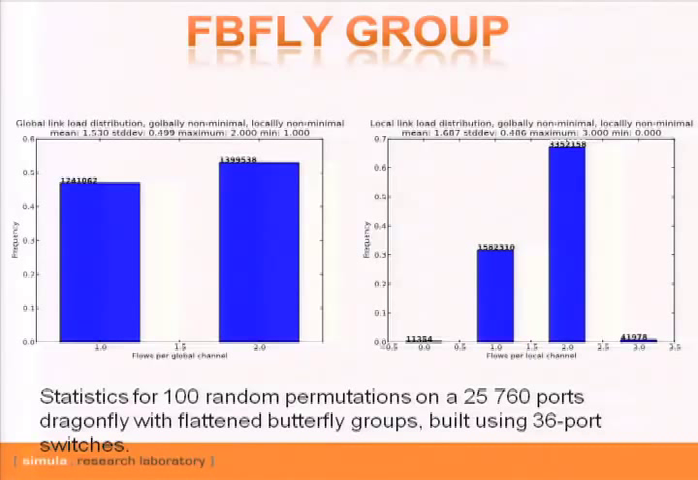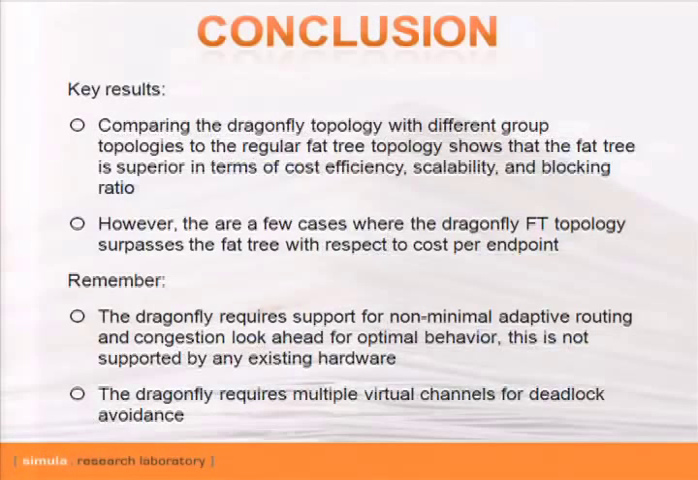That was more or less all I had, so it's just then to conclude. When comparing the Dragonfly topology with a regular fat tree, what we see here is that the fat tree is, I would say, superior in terms of cost efficiency, scalability and blocking ratio. But there are a few cases where the Dragonfly actually surpasses the fat tree, but that's with respect to the cost per endpoint.